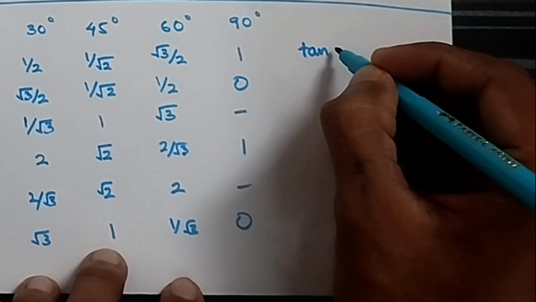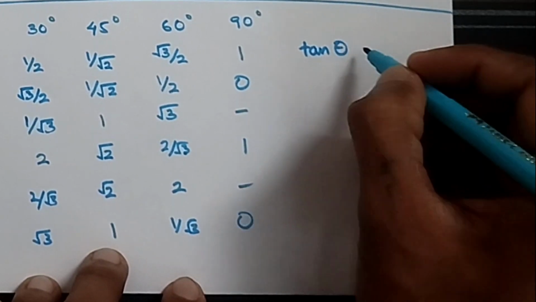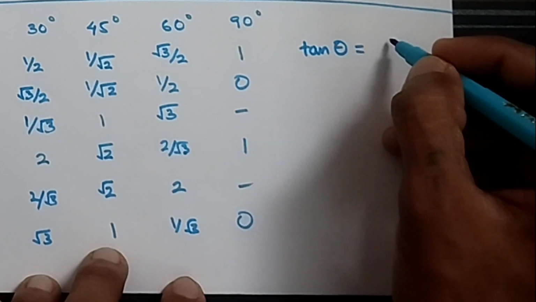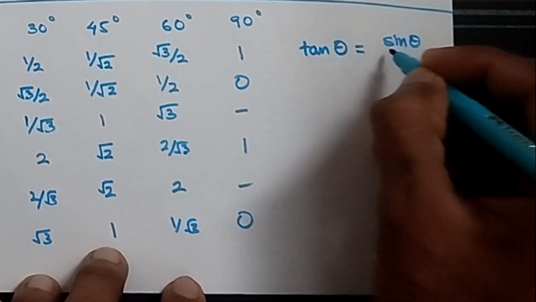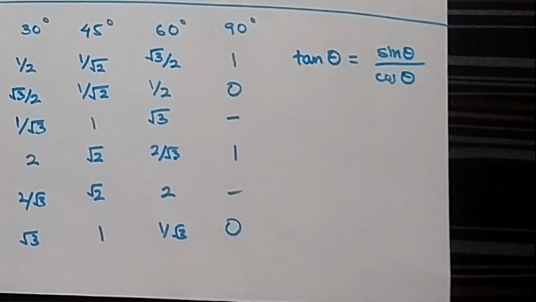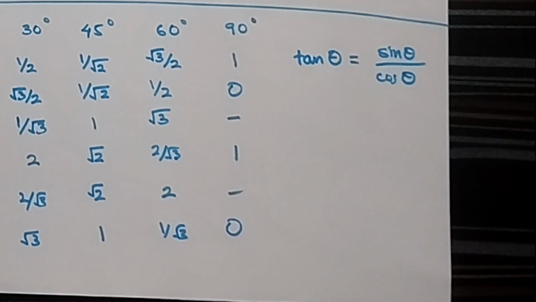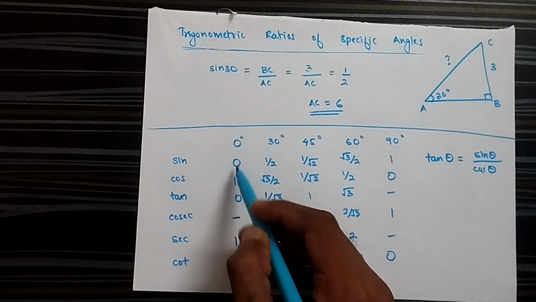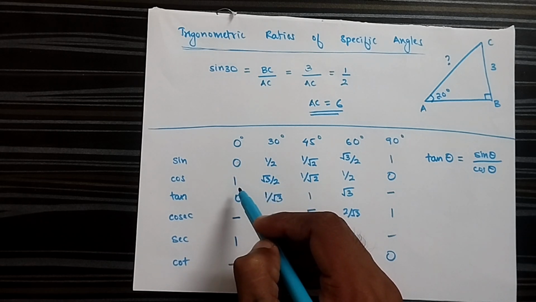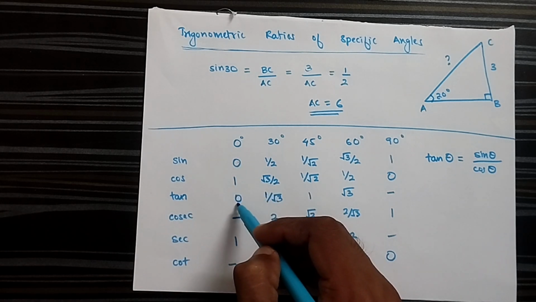Tangent of an angle, suppose theta is an angle, it's a Greek alphabet. Tan theta is equal to sine theta divided by cos theta. This should always be in your mind. Tangent of an angle is always equal to the sine of the angle divided by the cosine of the angle. So we can verify that here. Sine by cos, sine 0 by cos 0, 0 by 1 is 0. So tan 0 is also 0.